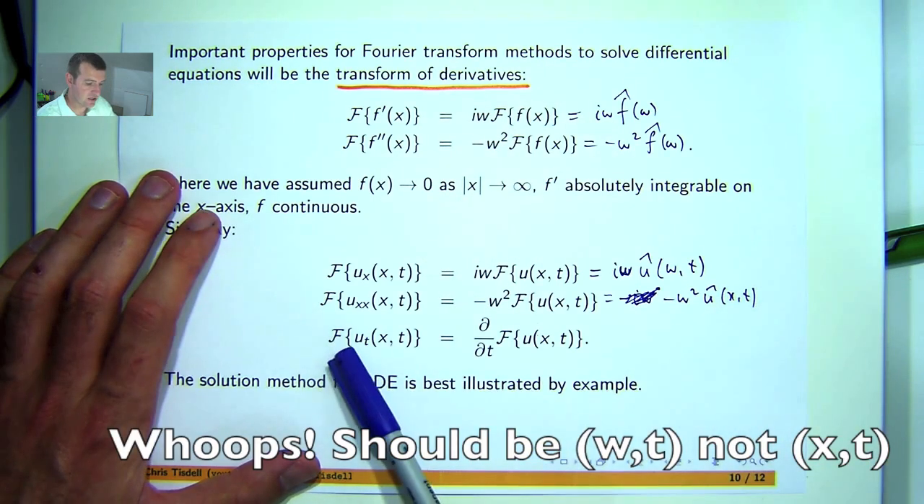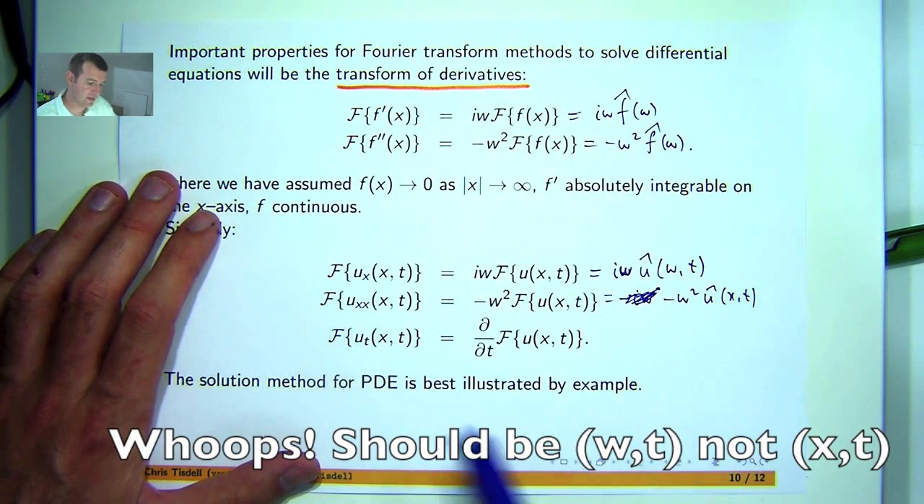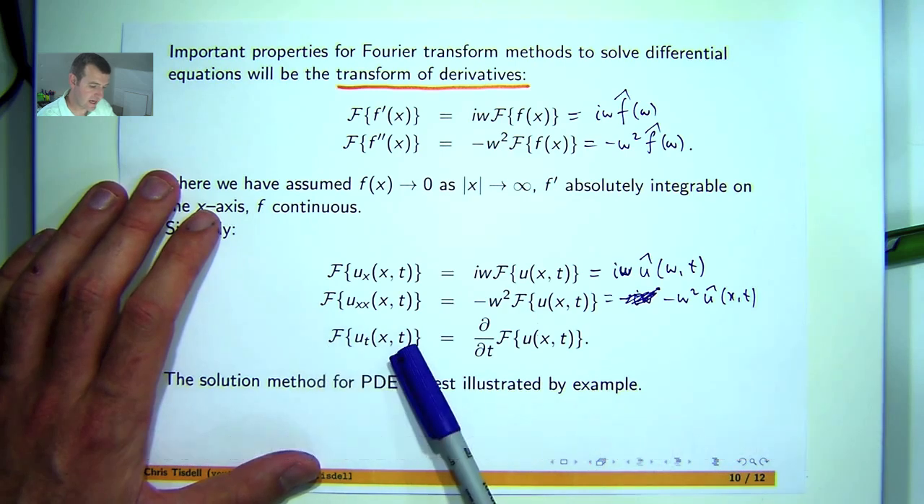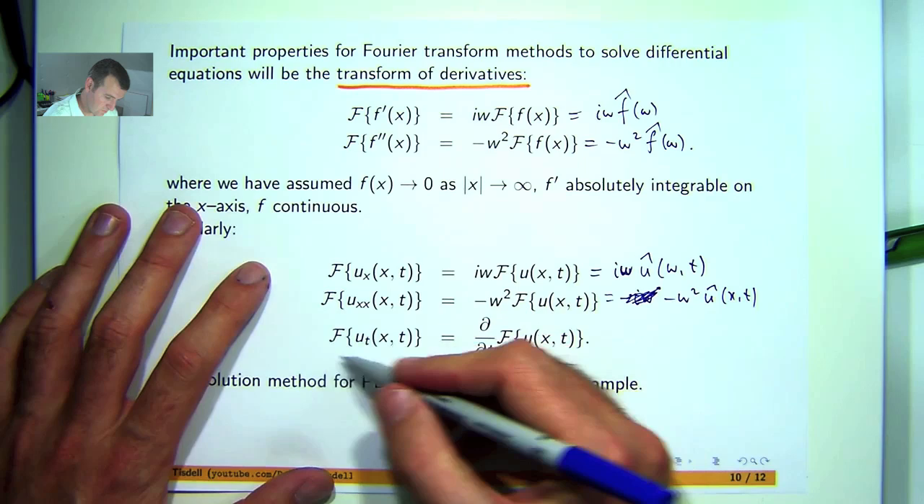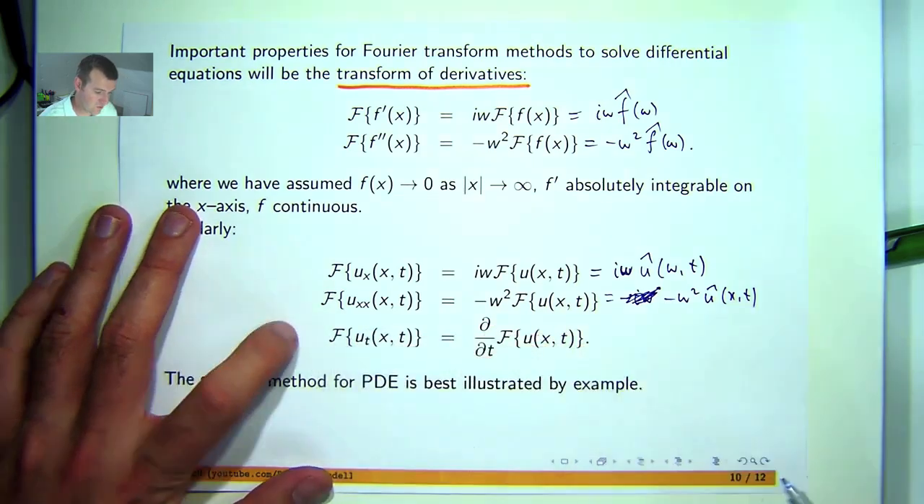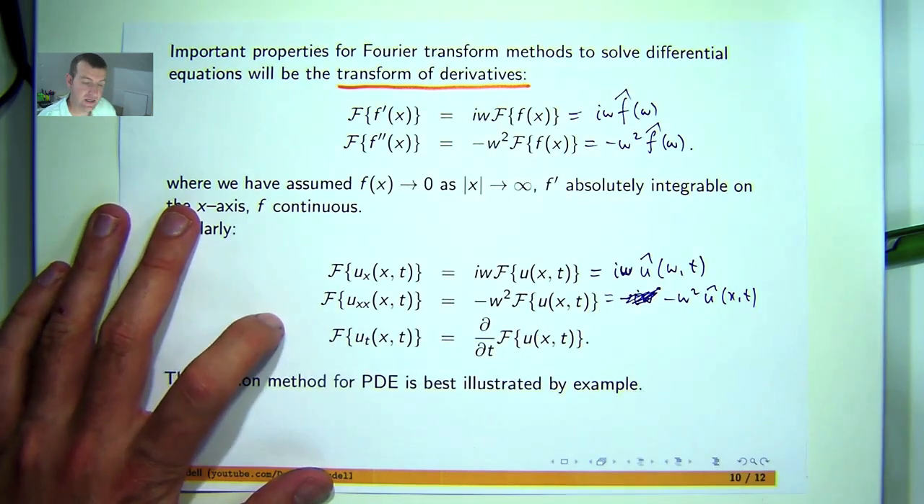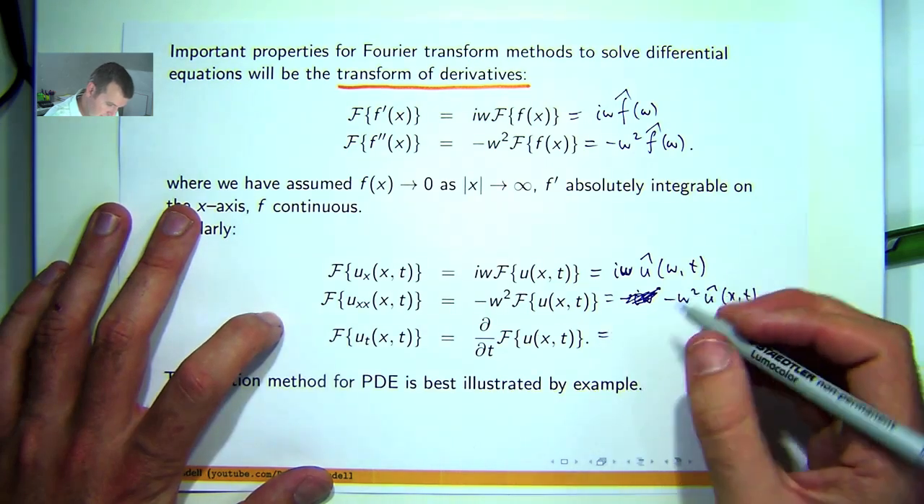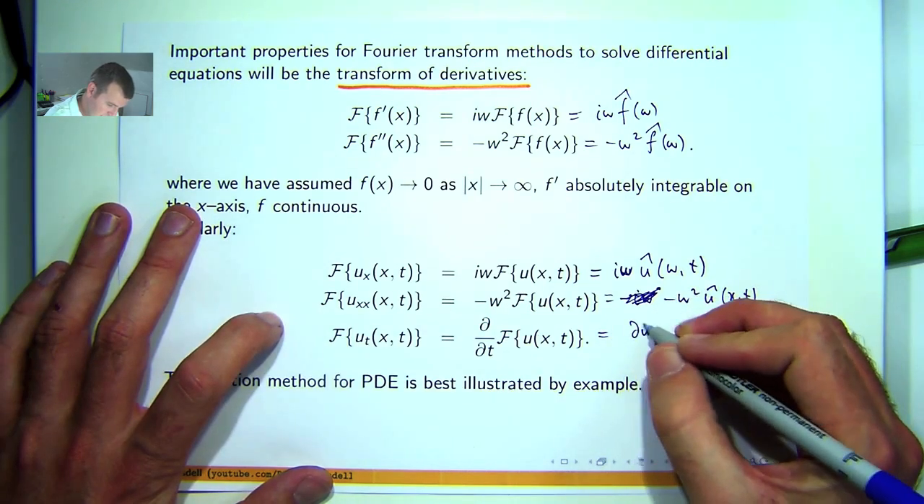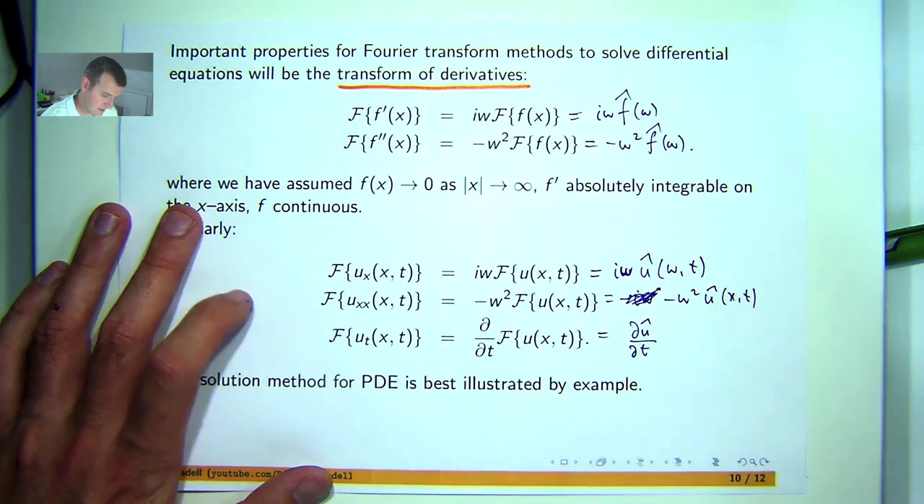Okay. Now, if you take the transform of a t derivative, where you're transforming with respect to x, essentially you can basically just move the derivative or the differential operator outside the transform. Okay, so in this case it would be something like this.